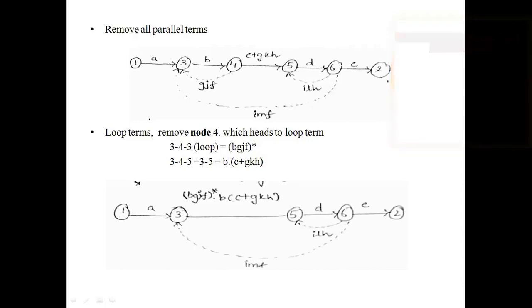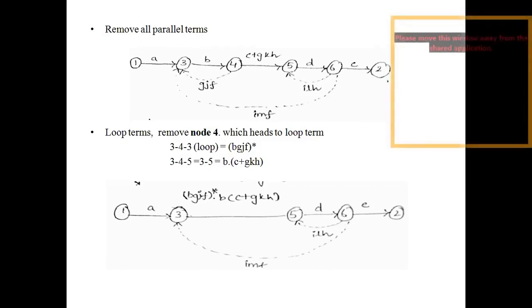So while removing the fourth node, what are the incoming and outgoing paths? The first one is 3-4-3. Again there is another link, 3-4-5. Here, in the first path 3-4-3, 3 is a loop repetition. While removing the loop repetition, it has to be represented with the star representation.